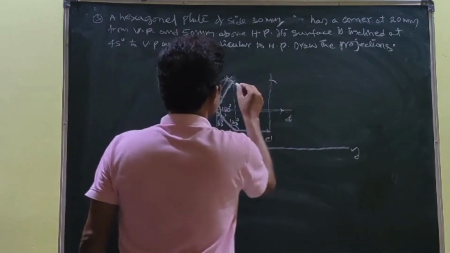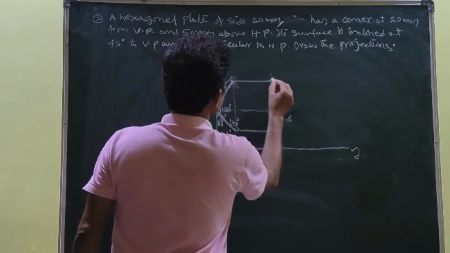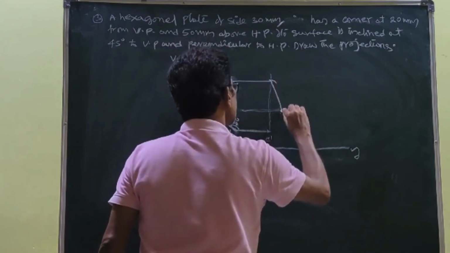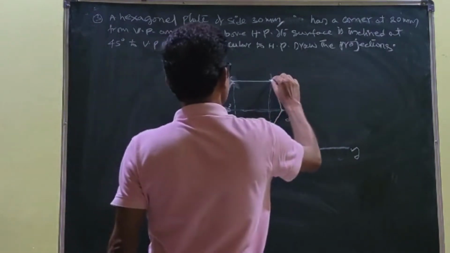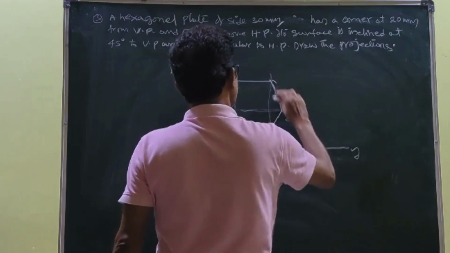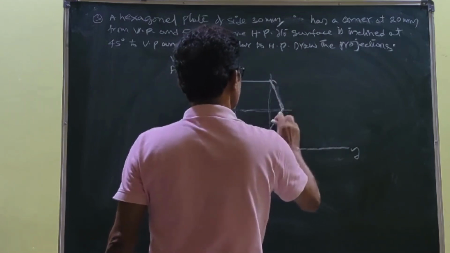Then you join these lines. You can get the hexagon, a regular hexagon.